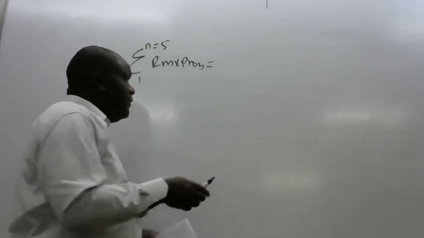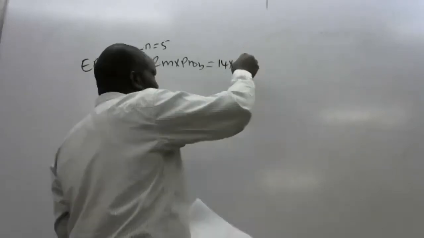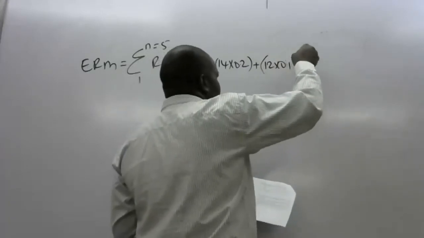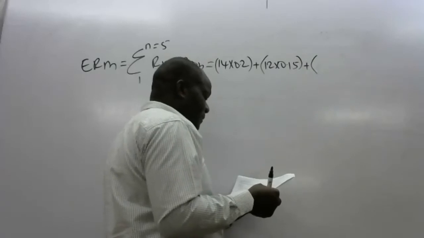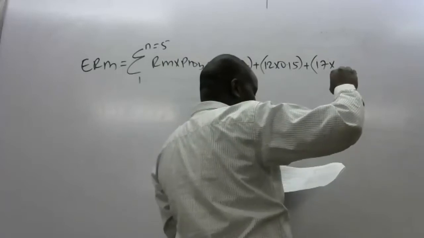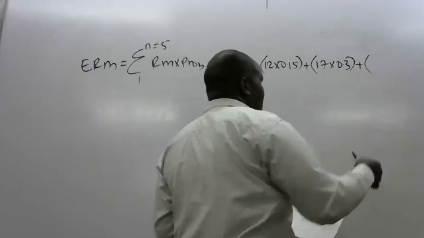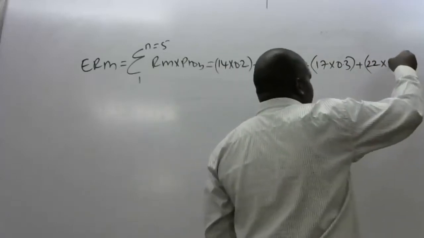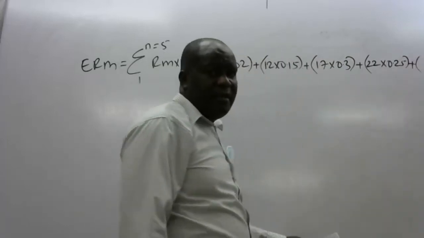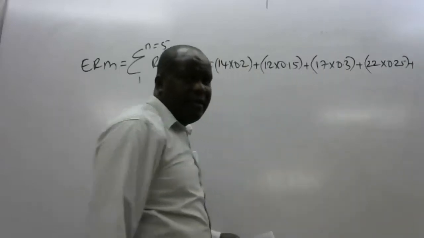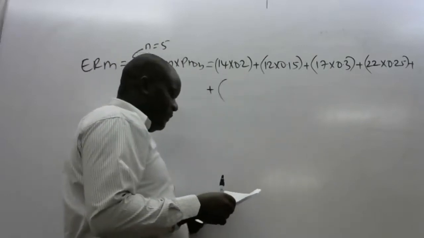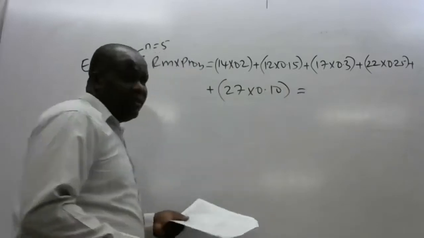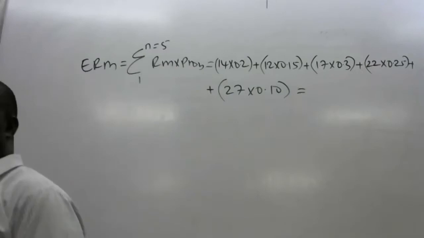So the first return is given as 14. So you take 14, multiplied by 0.2. Then you also add 12, multiplied by 0.15. The next one is 17, multiplied by 0.3. Then you add the next one, 22, multiplied by 0.25. Then you also add the last one, 27, also multiplied by 0.10. So compute that and see what should be our expected return for the market.